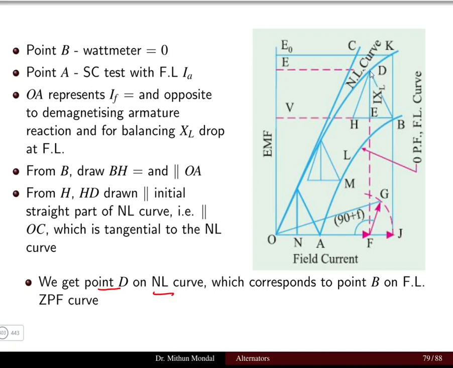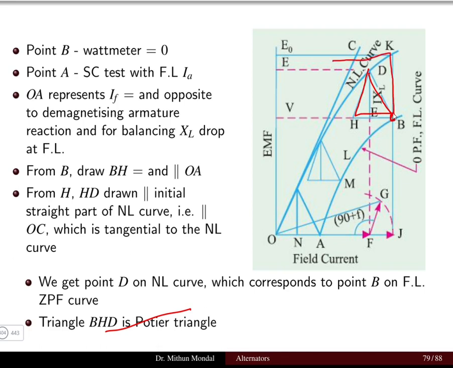So when we draw it, it intersects the OCC curve. So this is our OCC curve. It is intersecting the OCC curve at the point D, which corresponds to the point B on the full load ZPF curve. Triangle BHD is basically the Potier triangle. So this triangle is basically the Potier triangle.